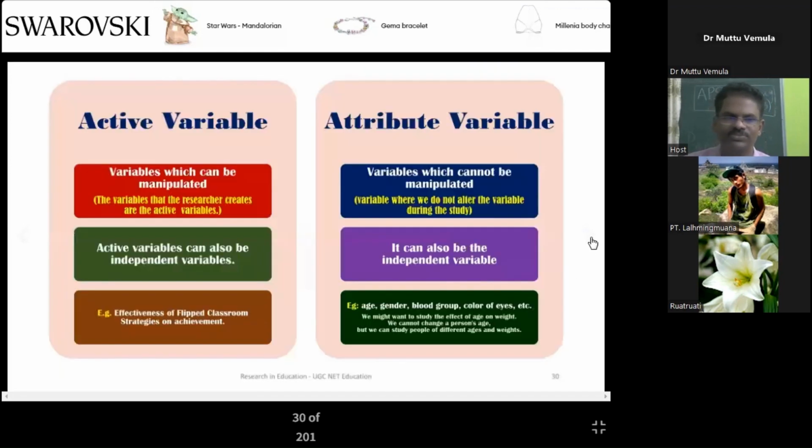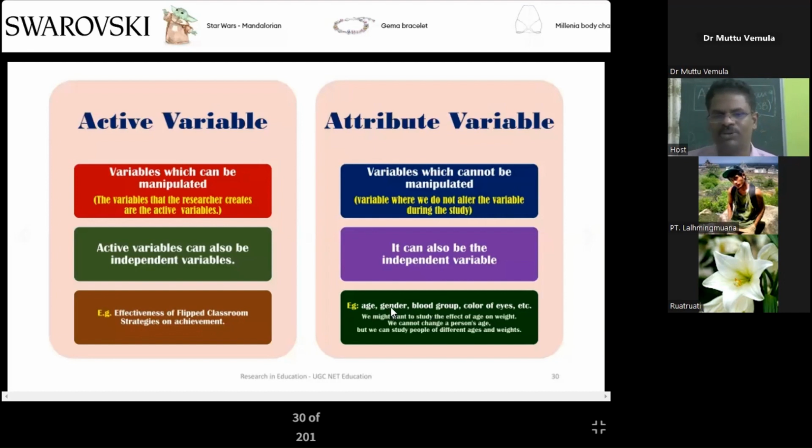Okay. All right. So, active variable and attribute variable. Independent variables are active variables. The new term you need to know here is attribute variable. There are certain variables known as attribute variables. What are these? Variables which cannot be manipulated. For example, age. Do we manipulate age? Do we change the age of the student? We don't change. But if you want different age groups, you select 10 years, 11 years, 12 years.